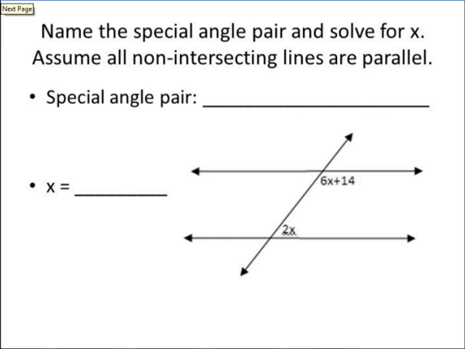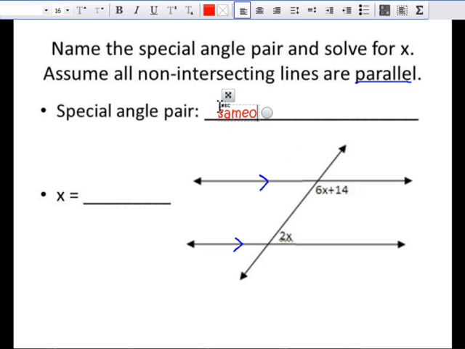So let's take a look here. Name the special angle pair and solve for x. I'm going to walk you through this first one, and then you're going to try the rest of these practice ones on your own, and then we'll talk about them in class when you're done. Again, assume all non-intersecting lines are parallel. So if they don't intersect, they're parallel. Let's mark that parallel to that. What kind of special angle pair is this? Well, they're on the same side and they're on the inside. You guys know math people aren't creative, so same side interior. And then how do we solve for x?